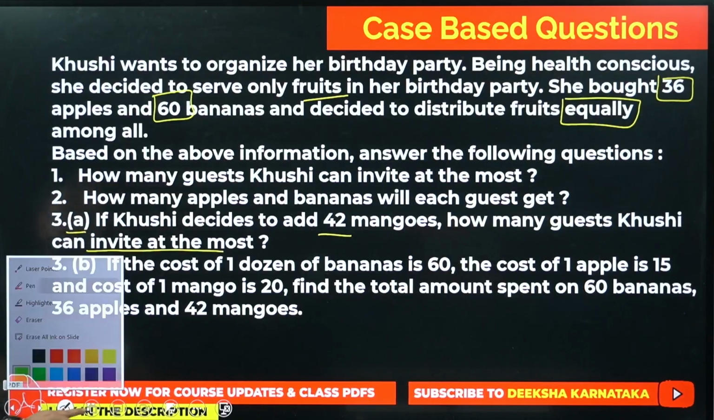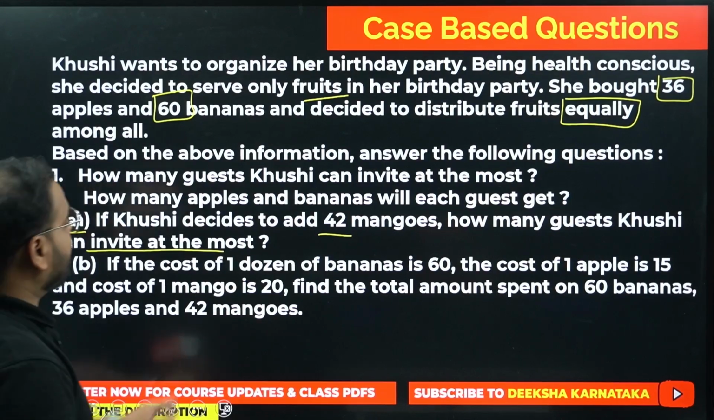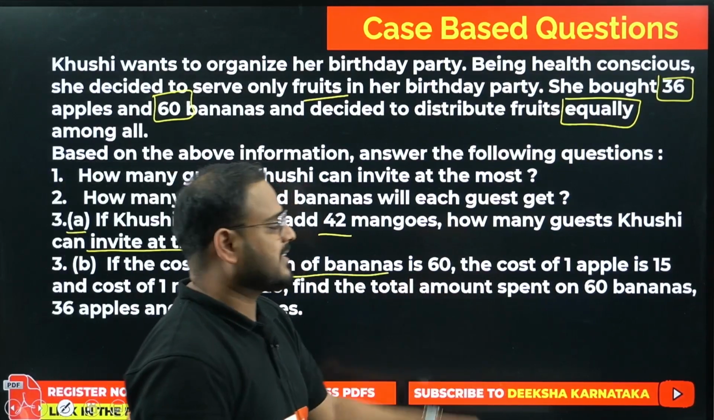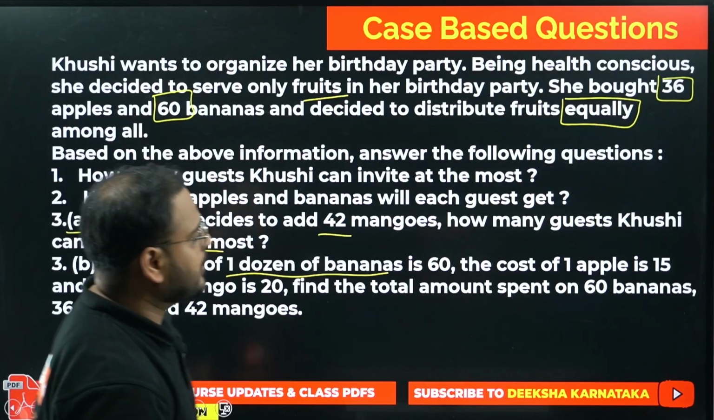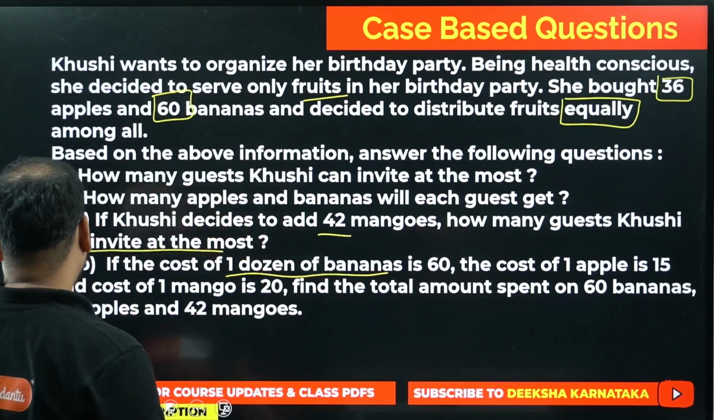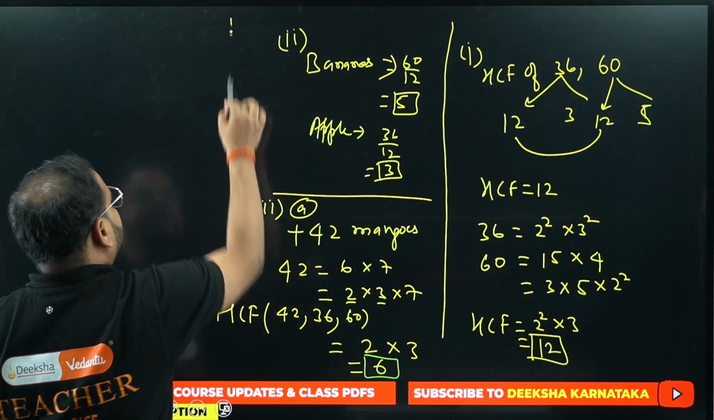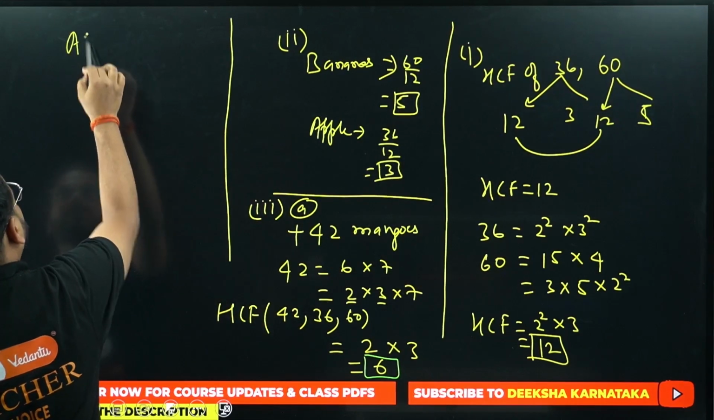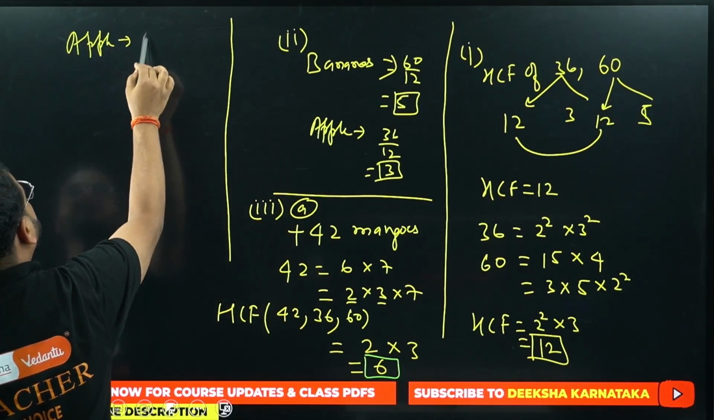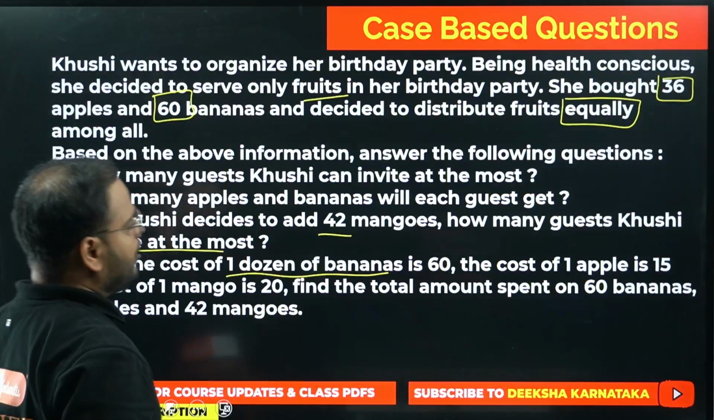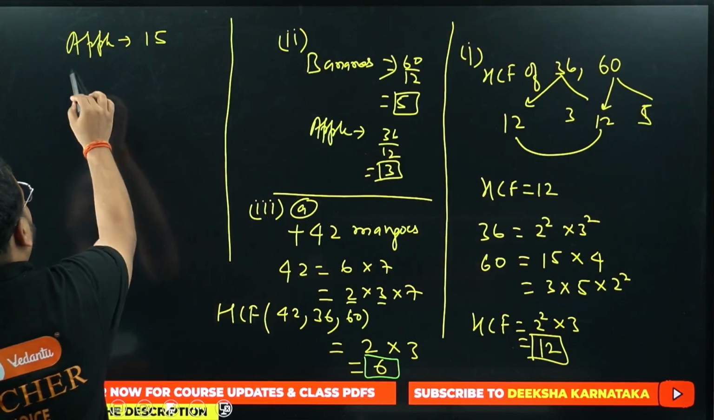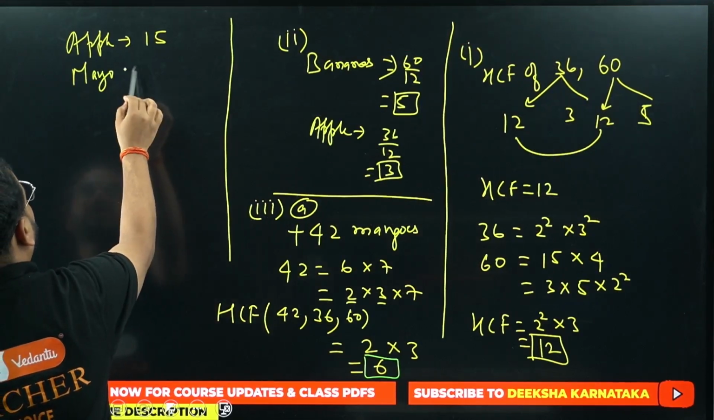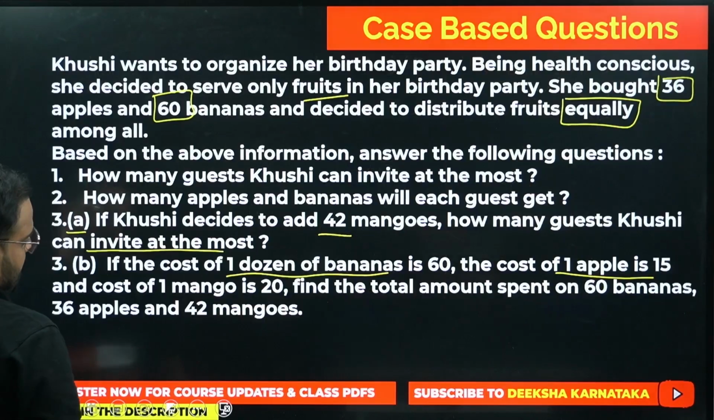3B. What is it? If the cost of 1 dozen of bananas is 60, cost of 1 apple is 15, and cost of 1 mango is 20, then find the cost spent on the entire birthday party. So for apple, what's the cost? I think 15. Let me check. For 1 apple it is 15. For 1 mango, it is 20, I think. Yes, it's 20. Okay, mango is 20.